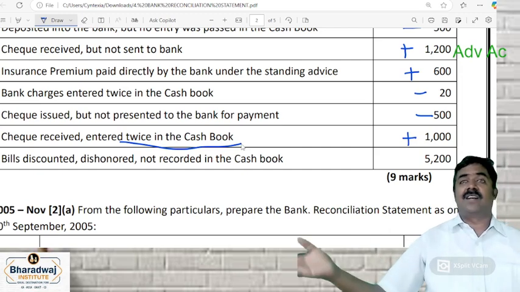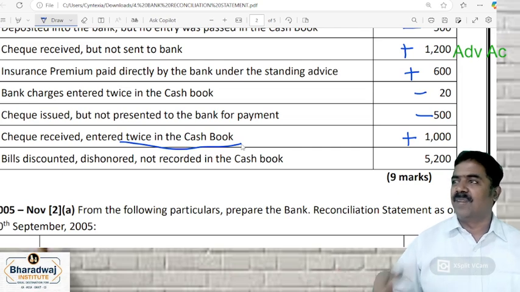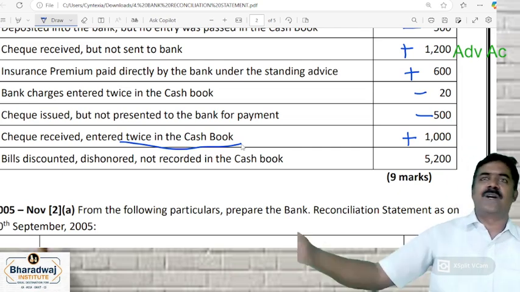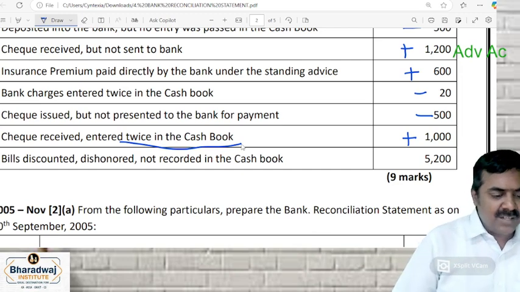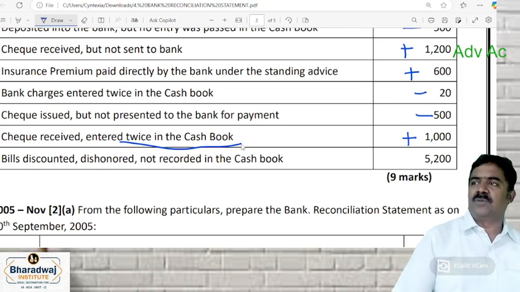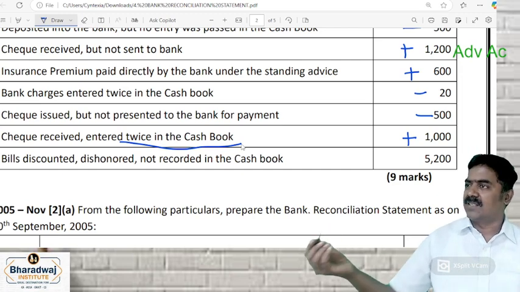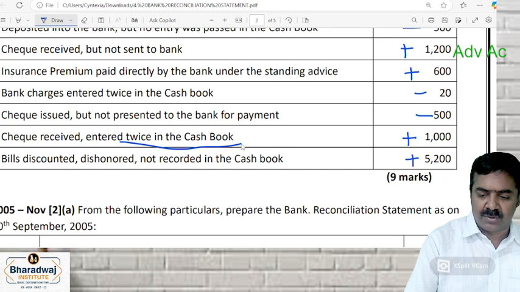Sir, it's an error done by the customer. We are not here to rectify. We are to get what? Balance as per cash book. Adjust according to the other party. Bills discounted but dishonored. Bills dishonored action enna pannuvom? Bank will deduct. Whether the customer has deducted, add back 5,200.